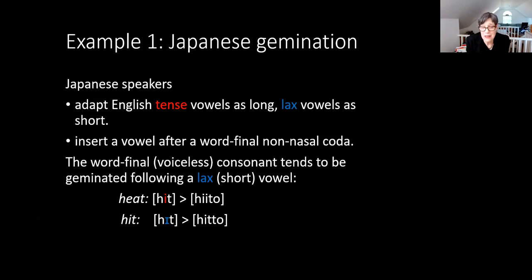So the first example is gemination that you see in words borrowed from English into Japanese. Japanese speakers typically adapt English tense vowels as long and lax vowels as short, because the restrictions on possible syllable codas are very strict. In Japanese, you often find insertion of a vowel after a word final non-nasal consonant. And you often find this word final consonant geminating following a lax vowel, but not a tense vowel. So no gemination in heat, but gemination in hit.